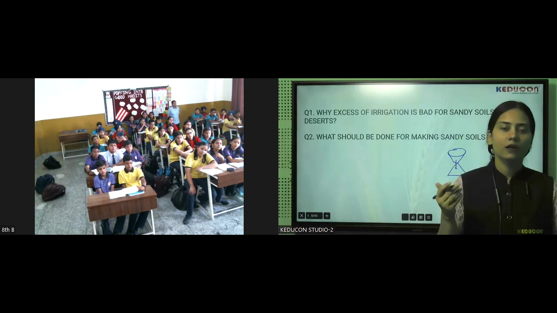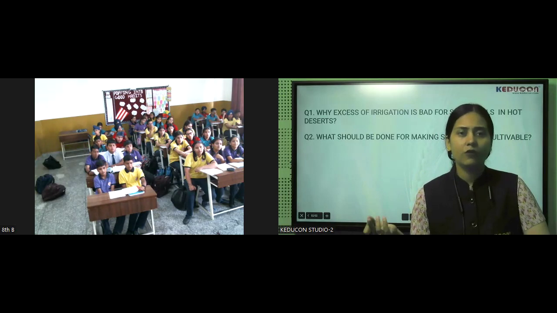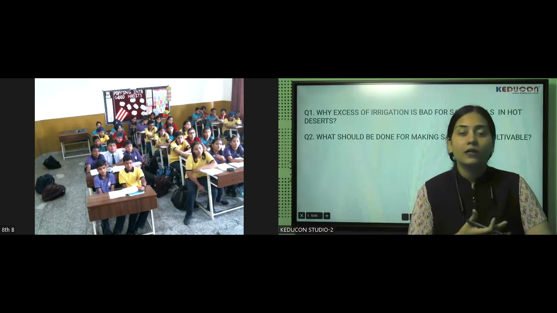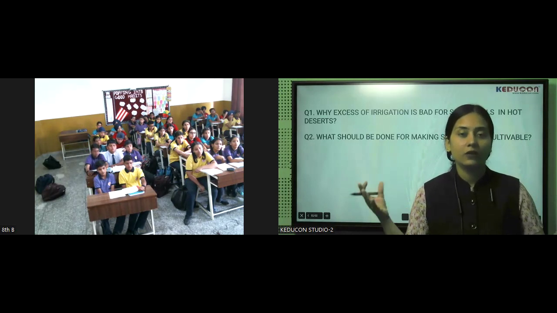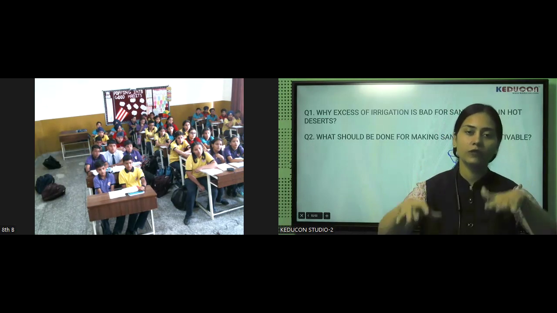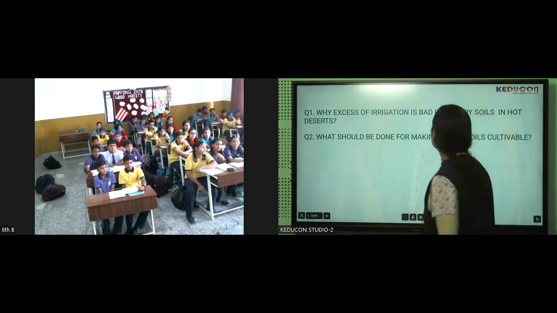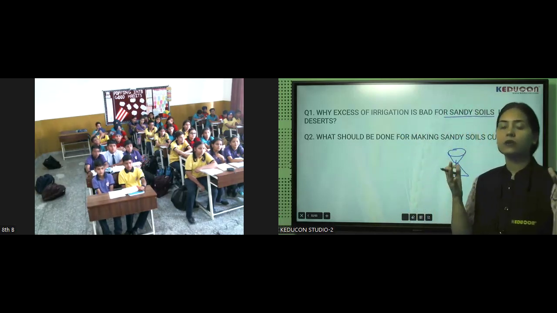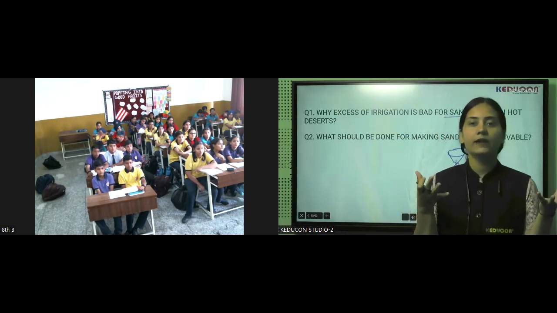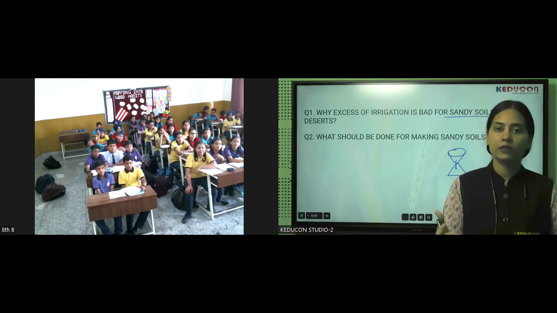That's why, if you have heard the news from Dubai recently, there was a flood. It was not that heavy rain, still there was a flood, because their soil is sandy soil that cannot hold the water. The water just runs away. So excess irrigation is bad for sandy soil. Sandy soil cannot hold the water, so the water gets wasted when we give water to that sand.